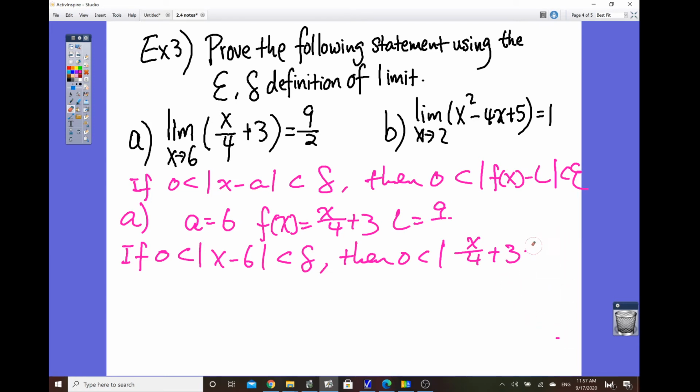So the value of L, the limit, is supposed to be 9 over 2. So it's supposed to be x over 4 plus 3, the function, minus the value of the limit, 9 over 2, which is less than epsilon. Now combining like terms, we have absolute value of x over 4 plus 3, where 3 is written as 6 over 2, so 6 over 2 minus 9 over 2. So we do have negative 3 over 2.